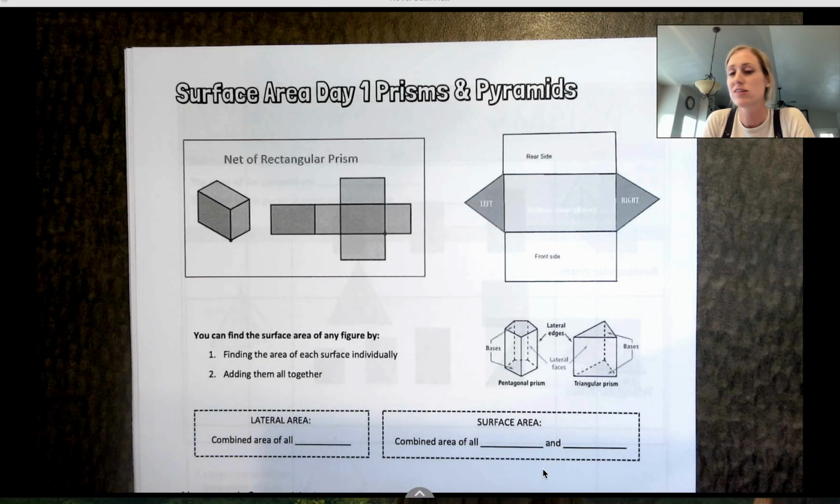Guys, in this video we're going to start talking about surface area. And before we do that, we're going to look at a couple different kinds of three-dimensional figures. One thing we can do to look at a three-dimensional figure is essentially unfold it into a bunch of two-dimensional faces.